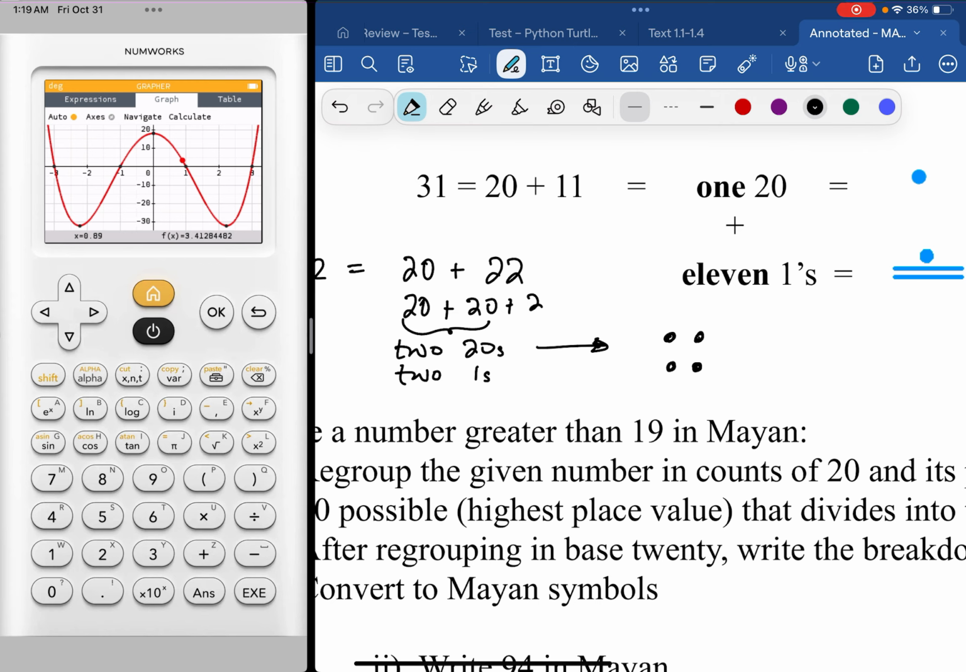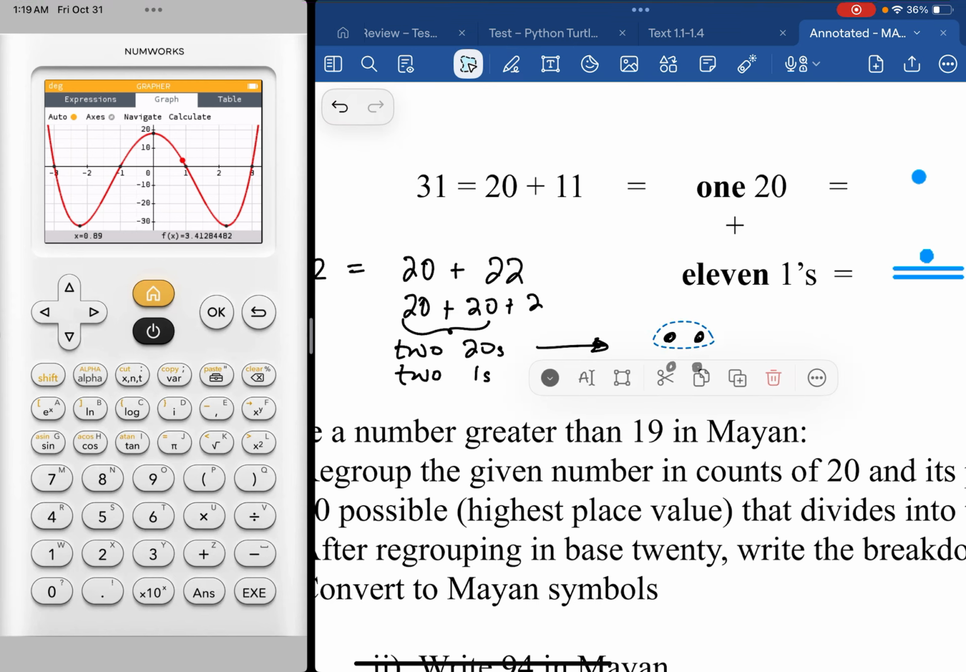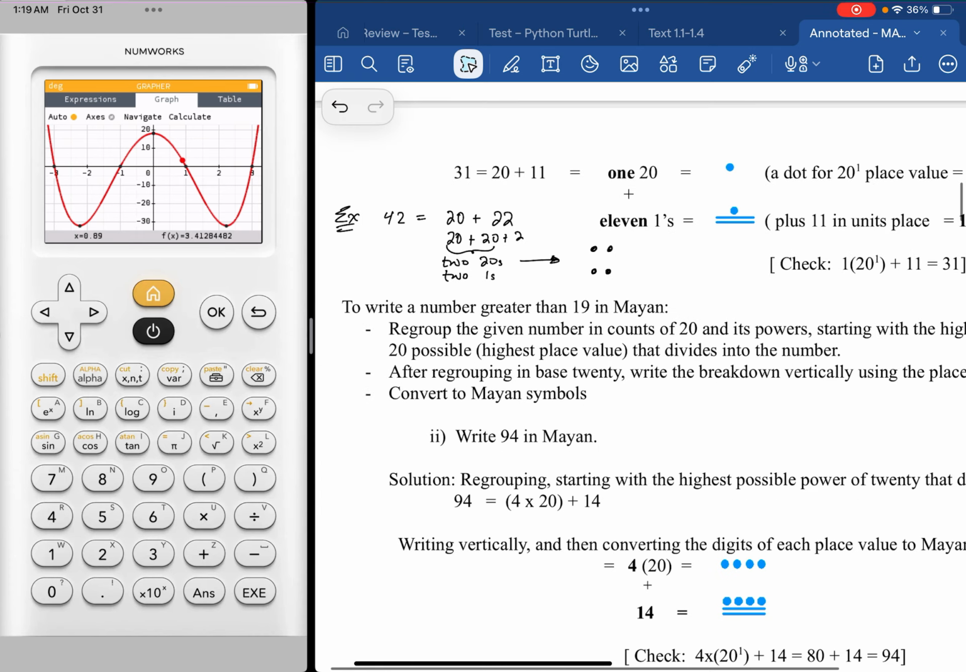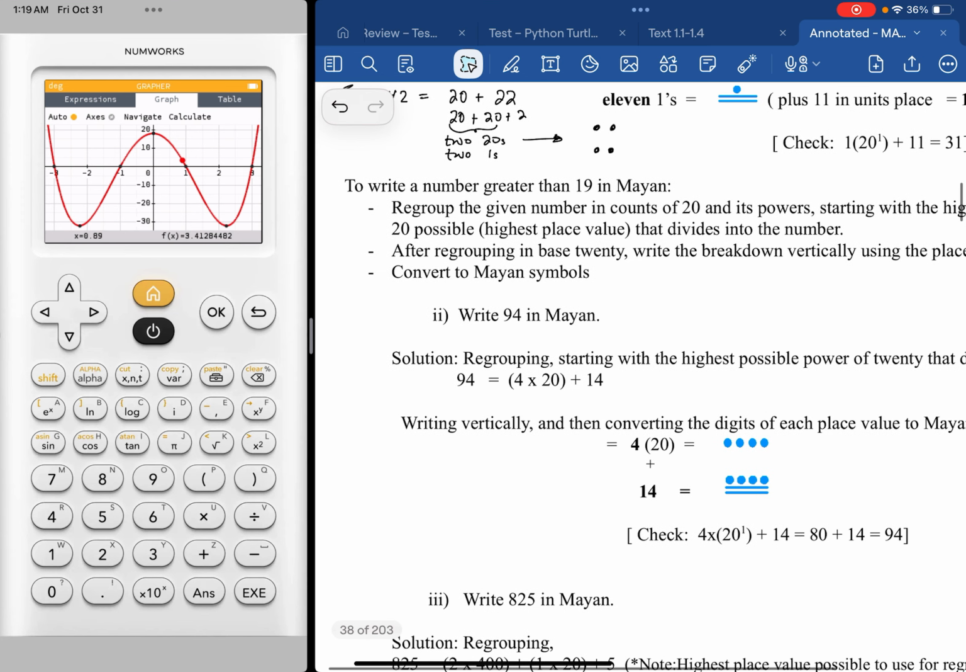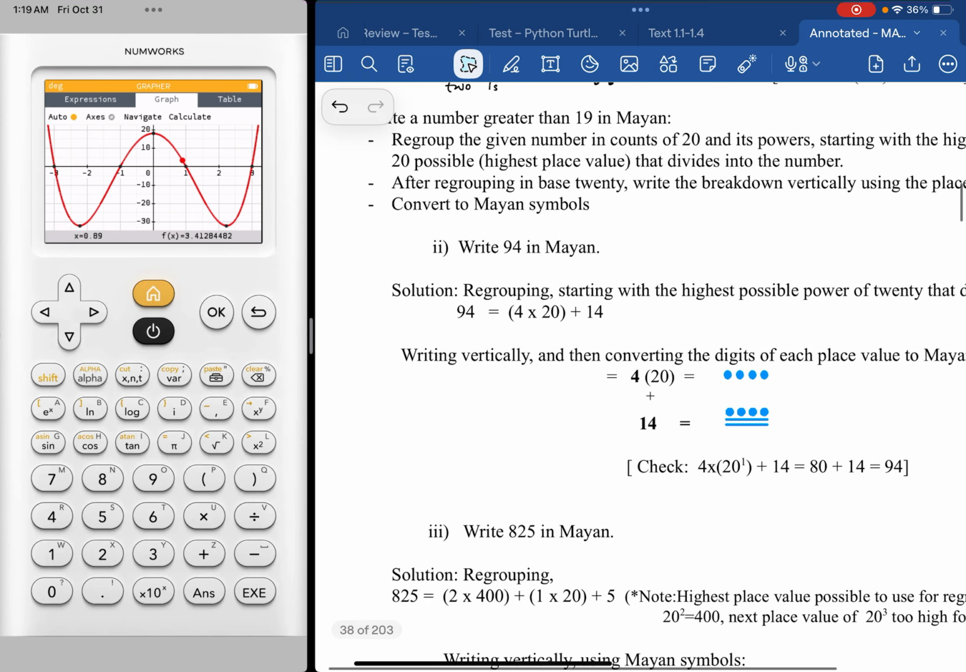The two dots adjacent to one another, give it a little bit of space here, but those two dots adjacent to each other mean 2. So 2 on the 20 level and 2 on the 1 level. All right, put it all together and you get 42. All right, so same idea with the 94. We're looking at 4 in the 20s place and 14 in the 1s place. So that corresponds with this set of values.